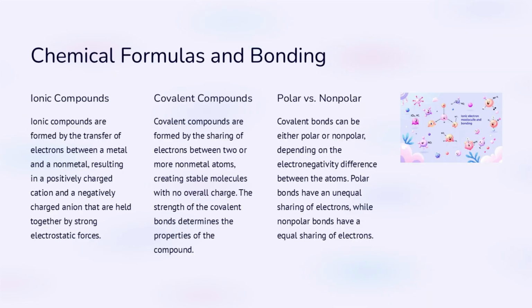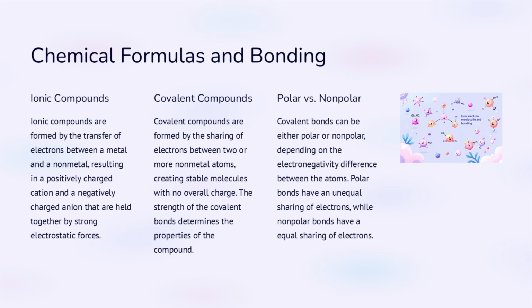Chemical compounds can be classified into 2 main types, ionic and covalent. Ionic compounds form when a metal transfers electrons to a nonmetal, creating a positively charged cation and a negatively charged anion. These oppositely charged ions are held together by strong electrostatic forces. Covalent compounds form when nonmetal atoms share electrons, creating stable molecules with no overall charge.